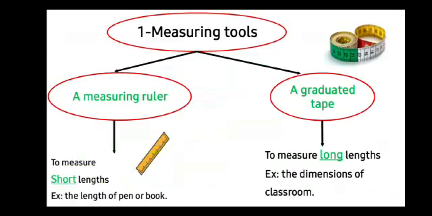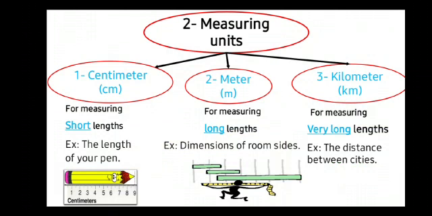After that, we talk about the length measuring tools and measuring units. Measuring tools, ruler and graduated tape. Ruler to measure short length, like the length of the book or the pen. Graduated tape to measure long length, like the dimensions of the classroom. After that, the measuring units, centimeter, meter, and kilometer. Centimeter for measuring short length, meter for measuring long length, kilometer for measuring very long length.